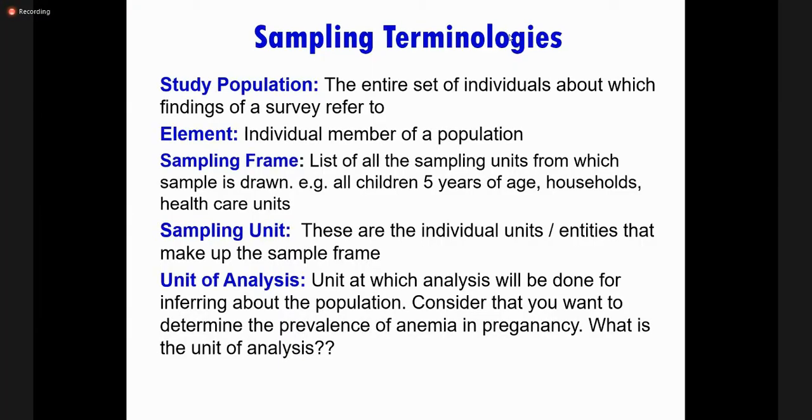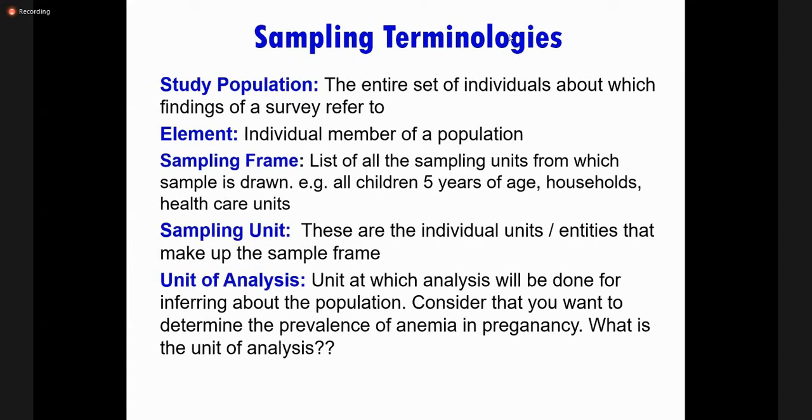So the sampling frame includes all the potential participants, or the people who are part of your study population. From the sampling frame, you have to draw a subset that will be your sample, and you will be doing sampling at the individual level. So your sampling unit is one child.